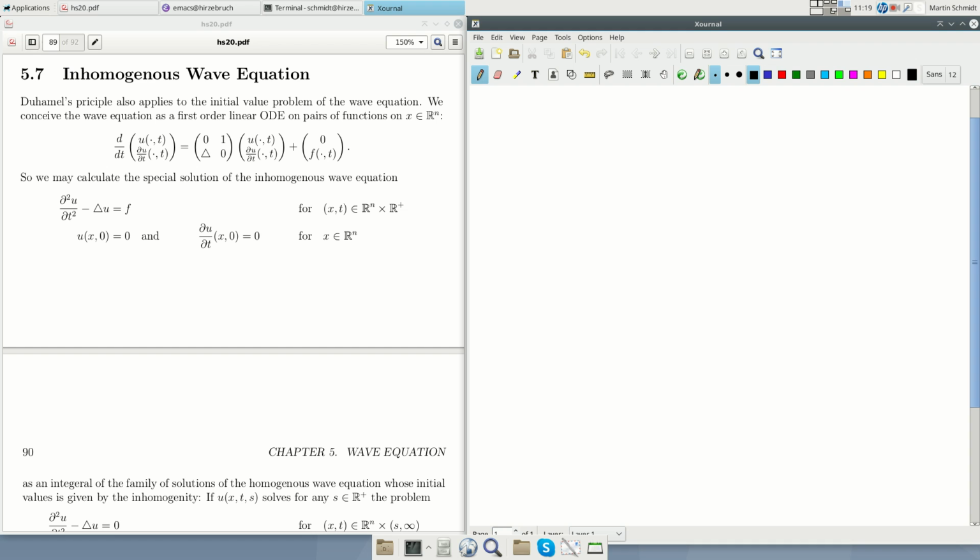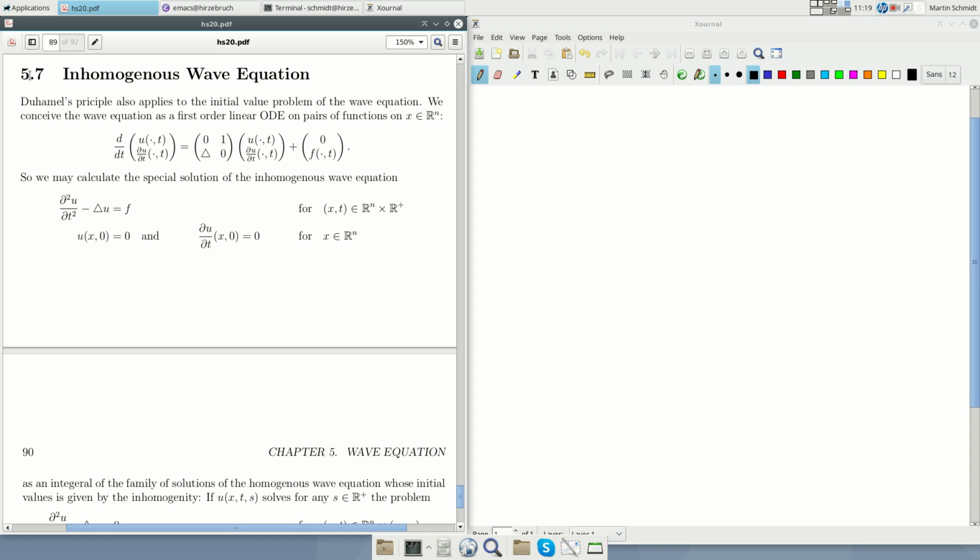In this video we present section 5.7. In this section we will solve the inhomogeneous wave equation in all dimensions. We will apply a simple method which derives the solutions of the inhomogeneous wave equation in terms of solutions of the homogeneous wave equation. This is called Duhamel's principle.